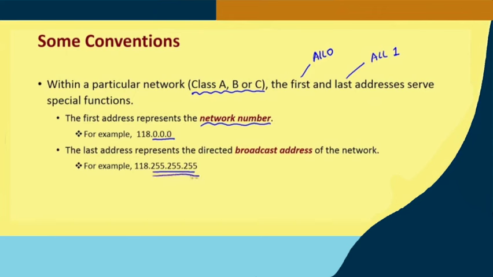And if you write all 1 like this, this refers to the broadcast address of the network. So, if you write an address as 118.255.255.255, the packet will be sent to the 118 network and it will be broadcast to all the computers inside that network. So, these two, all 0 and all 1, are used for special purposes. All 0 indicates the network, which is particularly used inside the routers to maintain the routing tables that we shall see later, and all 1 is used for broadcast. Okay.